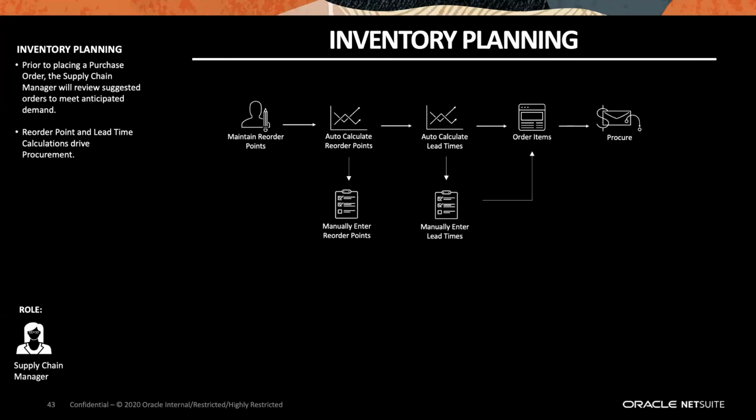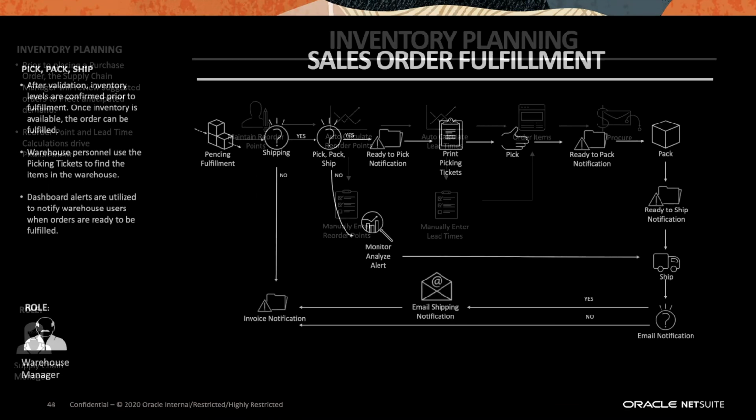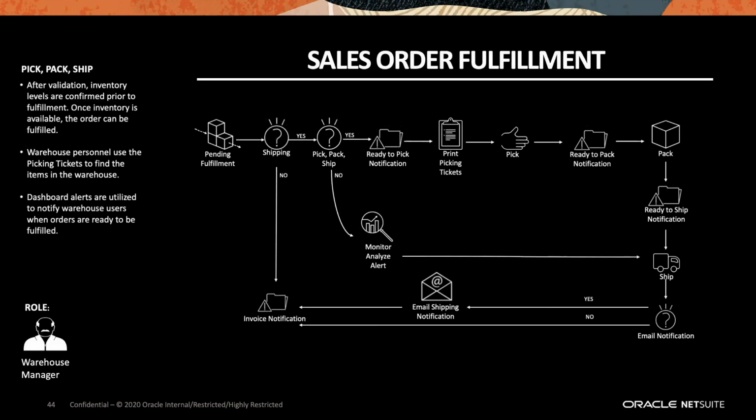It does this through demand-based inventory replenishment via reorder points and lead times. It also opens up the pick, pack, and ship process to bring together operations in the warehouse. Obviously, no need for hard copy tickets if using the WMS solution.